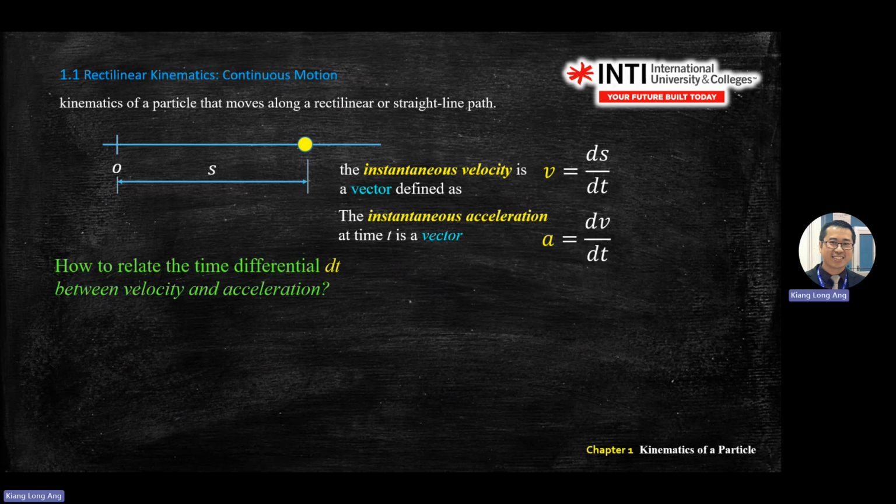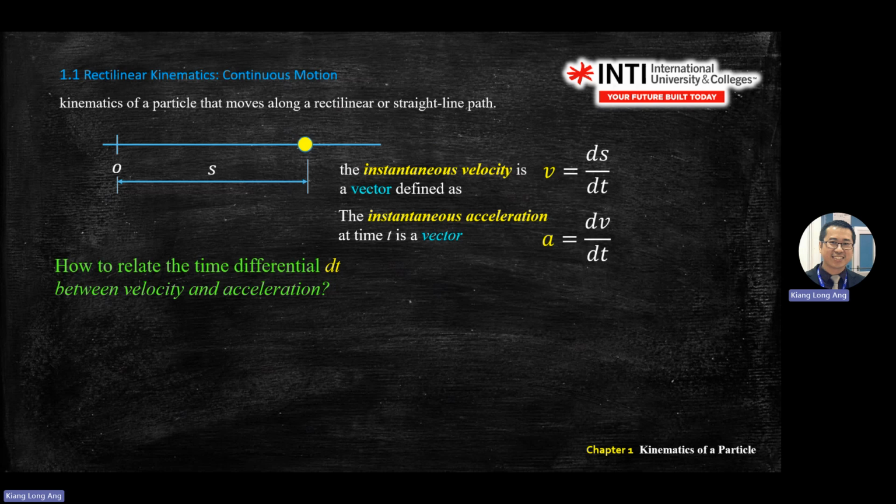Now, are you able to relate the time differential dt between velocity and acceleration? The top equation is velocity in terms of displacement and time. The second equation is acceleration, velocity, and time. This statement asks you to combine them to see, at the time dimension, what is the relationship between velocity and acceleration. Meaning you freeze the time and see what happens to the two vectors, acceleration and velocity.